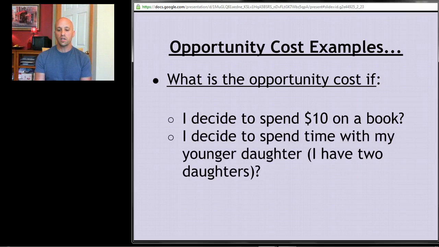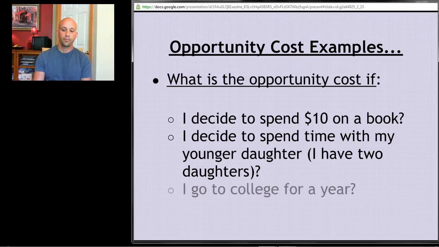What would the opportunity cost be if I decide to spend time with my younger daughter, and I have two daughters? Well, the opportunity cost there, or at least one of them, would be that I can't spend time with my other daughter. She might get angry.